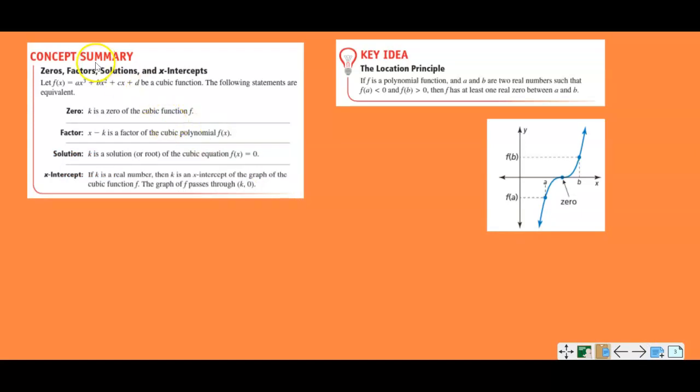More concept summaries. Okay, this is very important to know. So your zeros, your factors, your solutions, and x-intercepts. So it says let f of x, and this is a cubic function because it's a highest degree of 3, be a cubic function. The following statements are equivalent. All right, k is a zero of a cubic function. Factor: x minus k is a factor of a cubic polynomial, f of x. A solution: k is a solution or root.